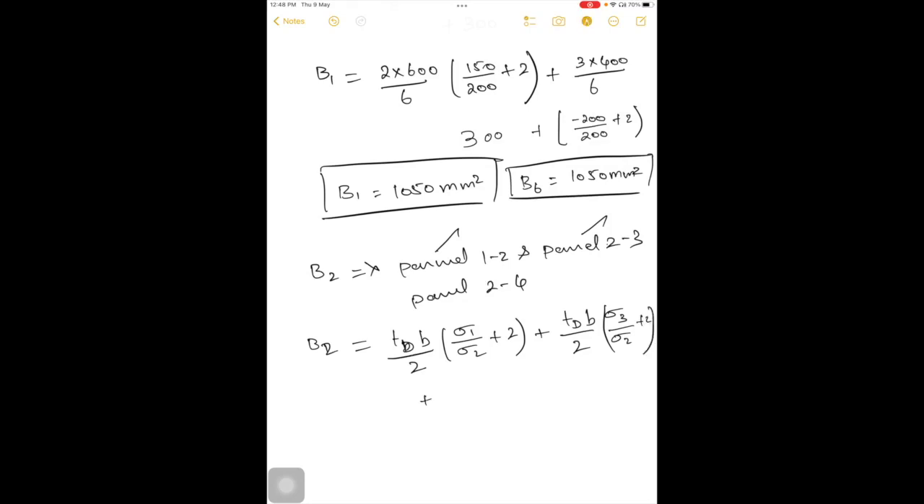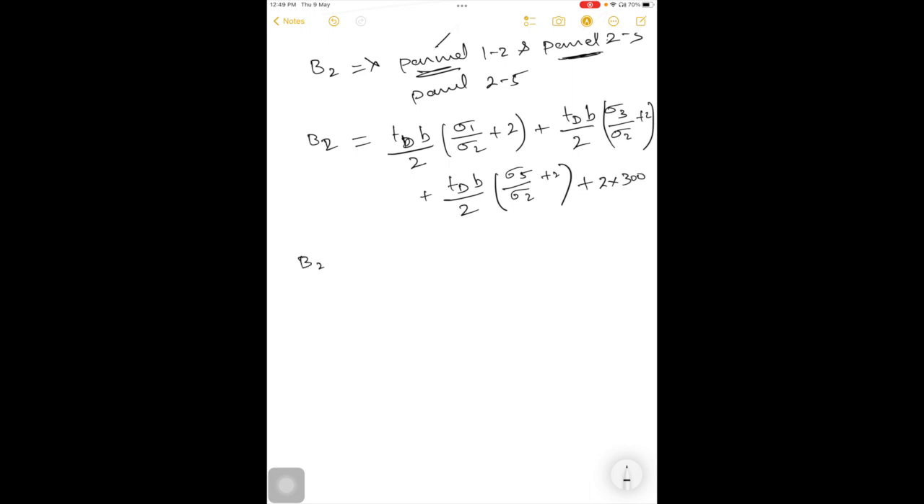For panel 2 4, TD thickness of the section and breadth of the section divided by 6 into sigma 2 in the denominator and sigma 4 in the numerator. A small mistake, it's not panel 2 4, it is panel 2 5, so it will be sigma 5 divided by sigma 2 plus 2. Now the cross sectional area of the skin: we have two cross sectional areas of skin, panel 2 3 and panel 1 2, so it is 2 into 300.